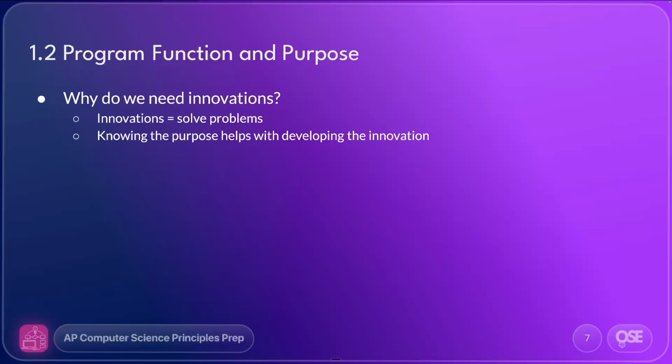Next is topic 1.2, program function and purpose. Why do we need innovations? Well, because innovations solve problems. Like ChatGPT solves problems and self-driving cars also solve problems. And knowing the purpose helps with developing the innovation. If you don't know what you're making, then why are you making it?